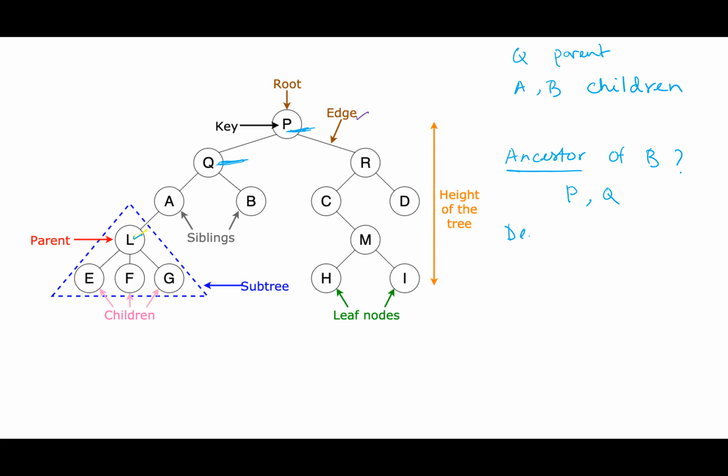Similarly, if I say descendants, so what are the descendants of, say, A? So descendant means, obviously, L is the child of A. So L is a descendant of A. Again, L has its own children, E, F, and G. They are also descendants of A, right?